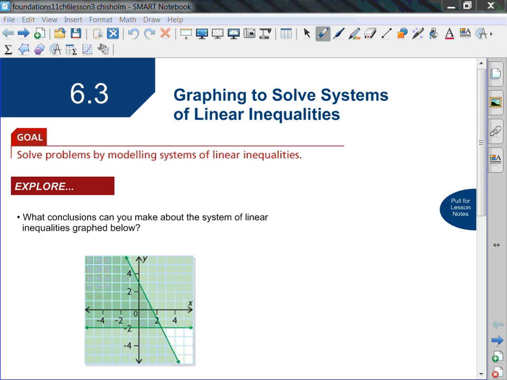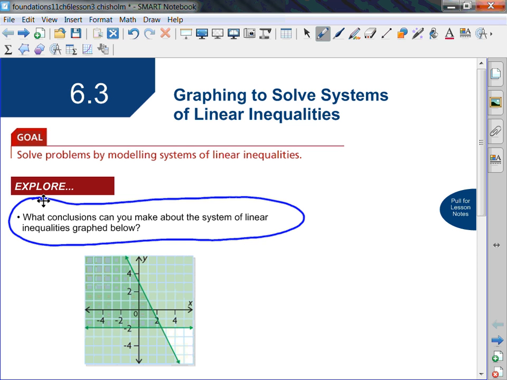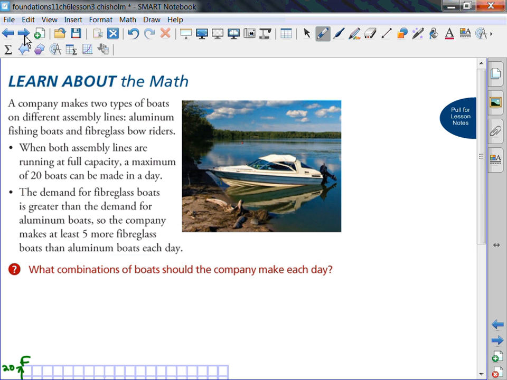Tomorrow, at the beginning of class, you guys are going to present me some answers to this. It says, what conclusions can you make about the system of linear inequalities graphed below? So your task is to look at the lines, look at the shading, etc. And you're going to come up with some conclusions that you can make about that system. So I'll be asking you about that tomorrow. Let's move on to the first example.